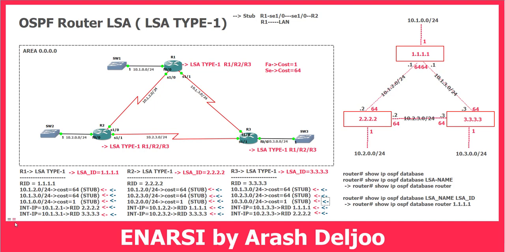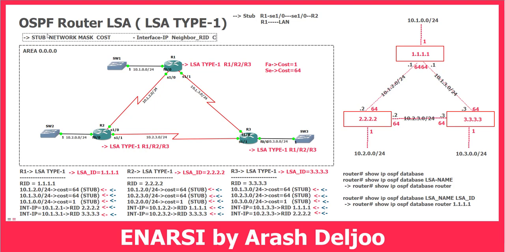Let me write here. In the LSA type 1, we have this information. First, we have the stub network: the network address of this stub network, the mask of this stub network, and also the cost of this stub network. This is the first entry. Then we have this information: the interface IP and the neighbor router ID, and also the cost.